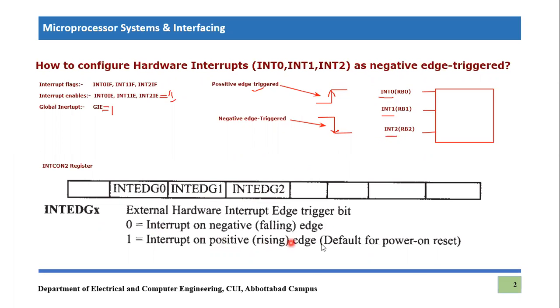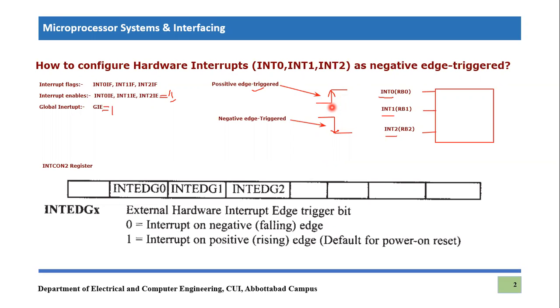By default, whenever we turn on our IC, these bits are equal to 1. You know that 1 means interrupt on the positive rising edge. That means that by default, on power on reset, these pins are triggered on the positive edge.